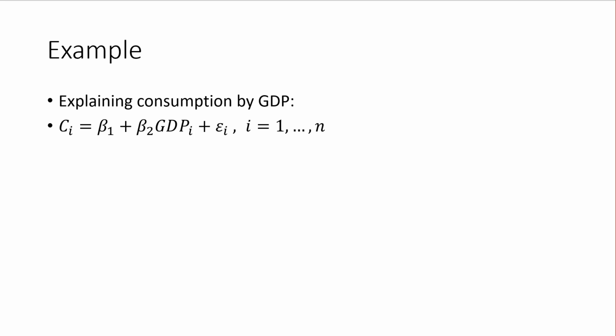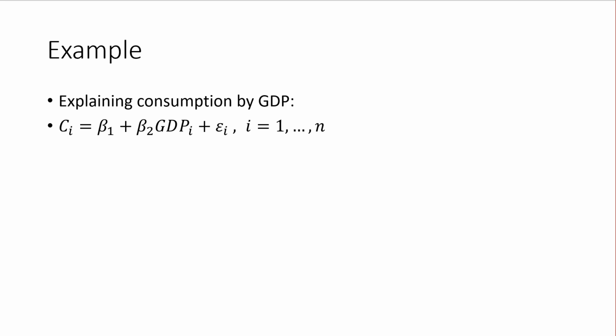So the example I want to consider is a simple consumption function where we explain consumption using GDP. Beta 2 is the marginal propensity to consume. And so in this case, we have assumed that GDP is the one that affects consumption. But if we think about it a little bit more, we realize that we could just as well specify the opposite. That is that GDP is explained by consumption. Consumption is a part of GDP. So the higher the consumption, the higher the GDP. So there's clearly a simultaneity between consumption and GDP.